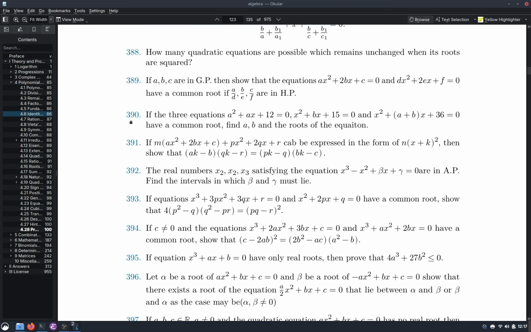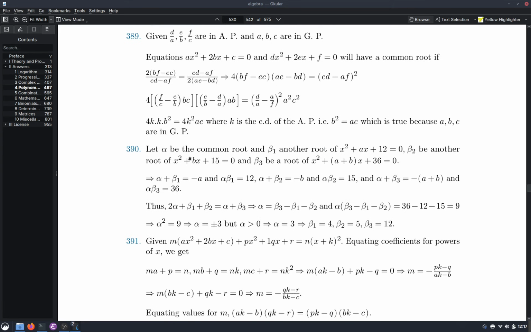Now we come to the last question of this set. Question 390 says that if the three equations x square plus ax plus 12 is equal to 0, x square plus bx plus 15 is equal to 0, and x square plus a plus b into x plus 36 is equal to 0 have a common root, find a, b and the roots of the equations. So we let alpha be the common root and beta 1 be the other root of x square plus ax plus 12, and beta 2 be another root of x square plus bx plus 15 is equal to 0, and beta 3 be a root of x square plus a plus b into x plus 36 is equal to 0.